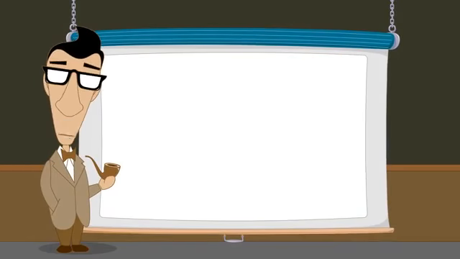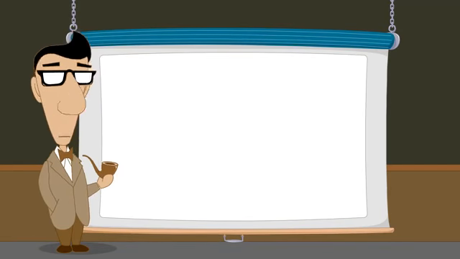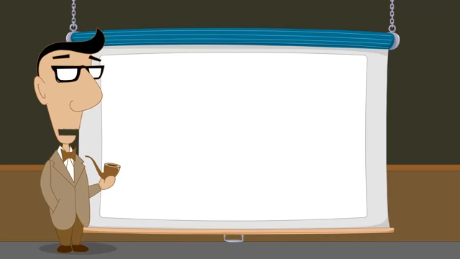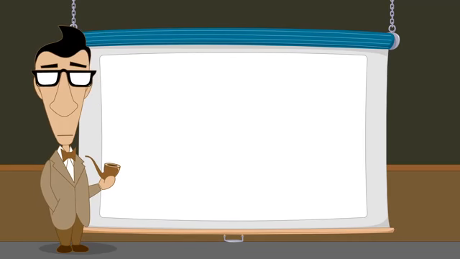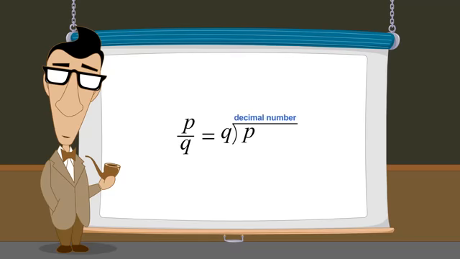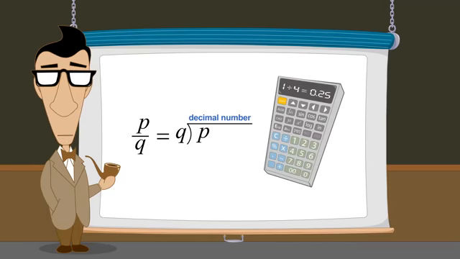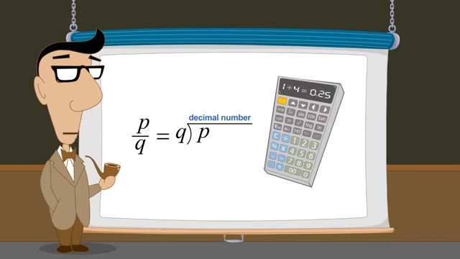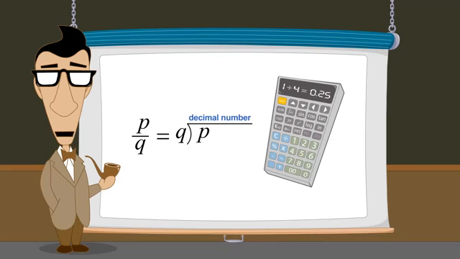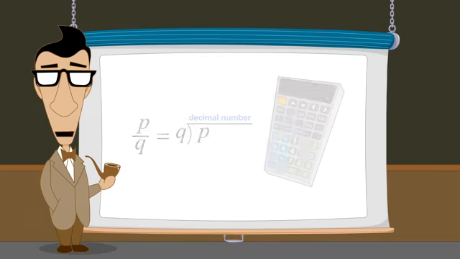Any fraction can be converted to a decimal number by simply dividing the numerator by the denominator. We can do this using long division or with a calculator. The result of this division will be a decimal number which is equivalent to the fraction. This decimal number will either repeat or terminate.